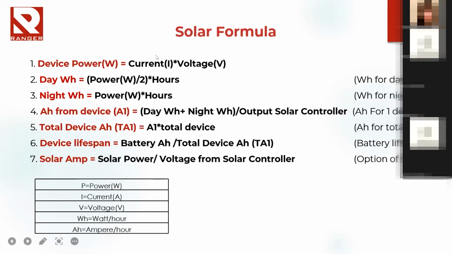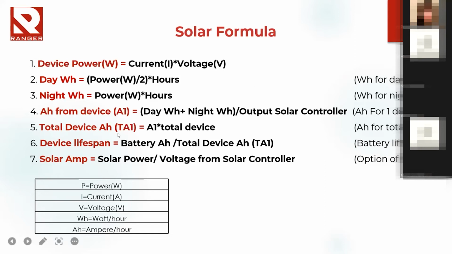After you get the power of one camera, we can get the day watt hour and night watt hour. We must have the AH from the device, which is the camera. The day watt hour and night watt hour, we sum them and divide by the output of the solar controller. The output of the solar controller is 12 volt. From the controller, the load is 12 volt, right? So the day watt hour and the night watt hour will be divided by the output of the solar controller.